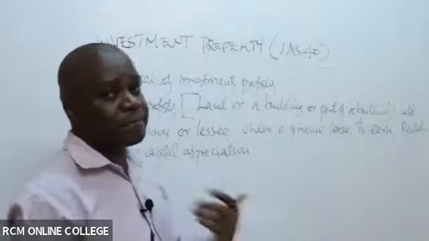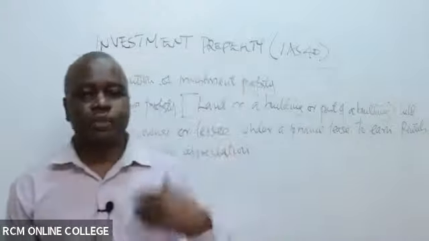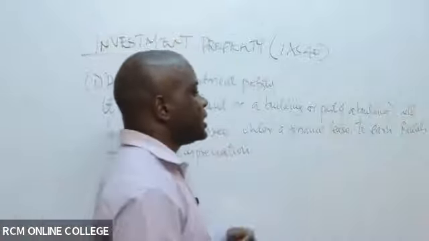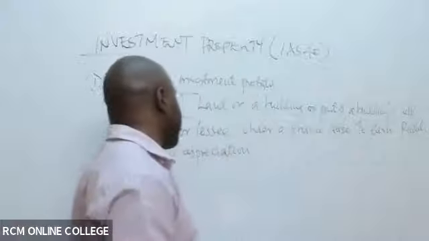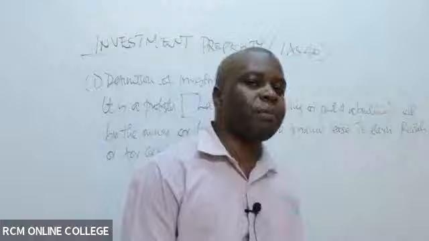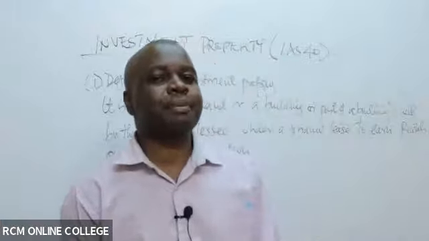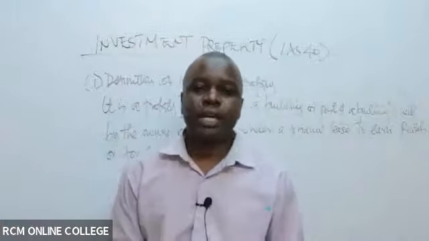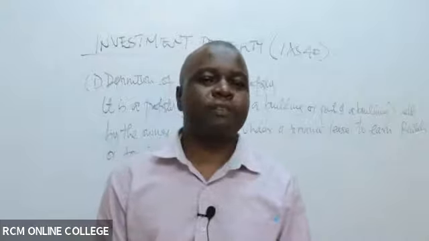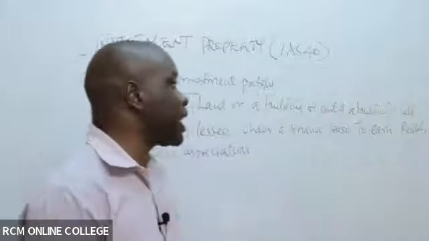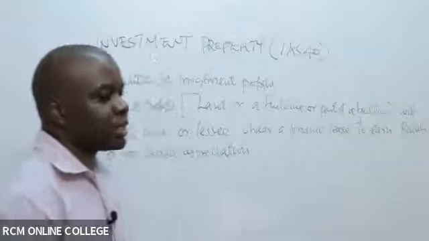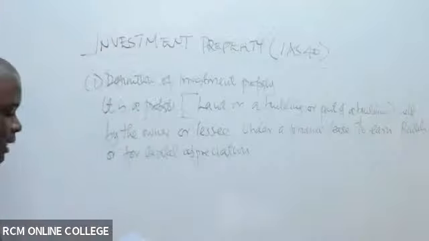And of course, what is expected is to have some gains on this property, for example in form of rentals, or maybe he's expecting this property will appreciate. For example, when you buy land, there's usually that expectation that I'm happy to buy it so that in future it can appreciate, then I sell it. So people will say, I've invested in land. That basically becomes an investment property. So that is what we mean by an investment property.